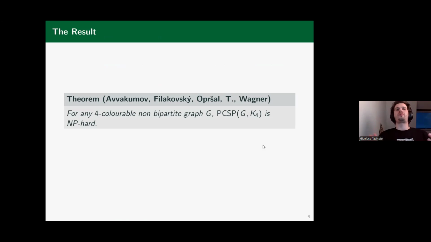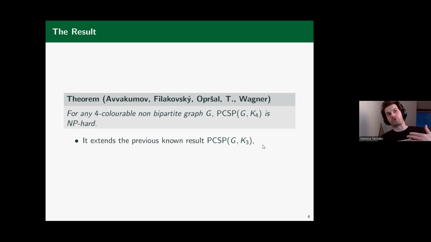Now, if I have a 4-colorable non-bipartite graph G, then the corresponding promise graph homomorphism problem, of deciding whether or not a given input graph is G-colorable or not even 4-colorable, is still NP-hard. It extends the previous known case for K3, because we are basically strengthening the promise, because anything that was 3-colorable is also 4-colorable. So we cover a strictly bigger class of problems.